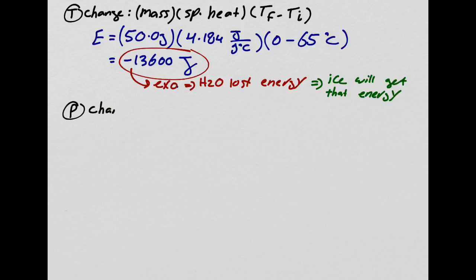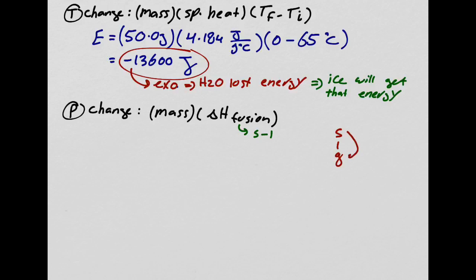So next thing we're going to have a phase change. The phase change is going to be mass times delta H of fusion. Why delta H of fusion? Because what is fusion again? Fusion is melting. When solid goes to liquid, that's fusion. That's melting. Okay? Now, I told you guys, every time you have a phase change, I want you to write down solid, liquid, gas. You go down is positive. You go up is negative. So what we're doing, going from solid to liquid, is an endothermic reaction.